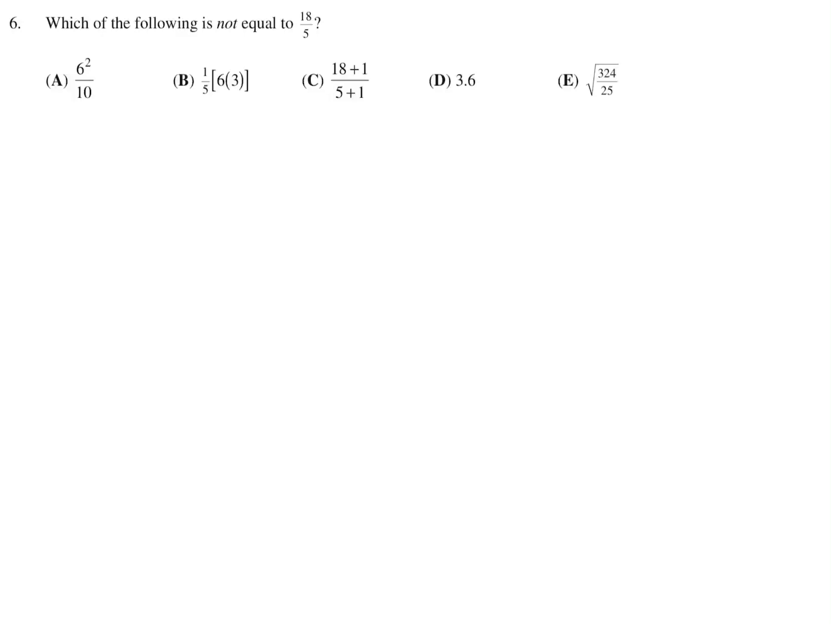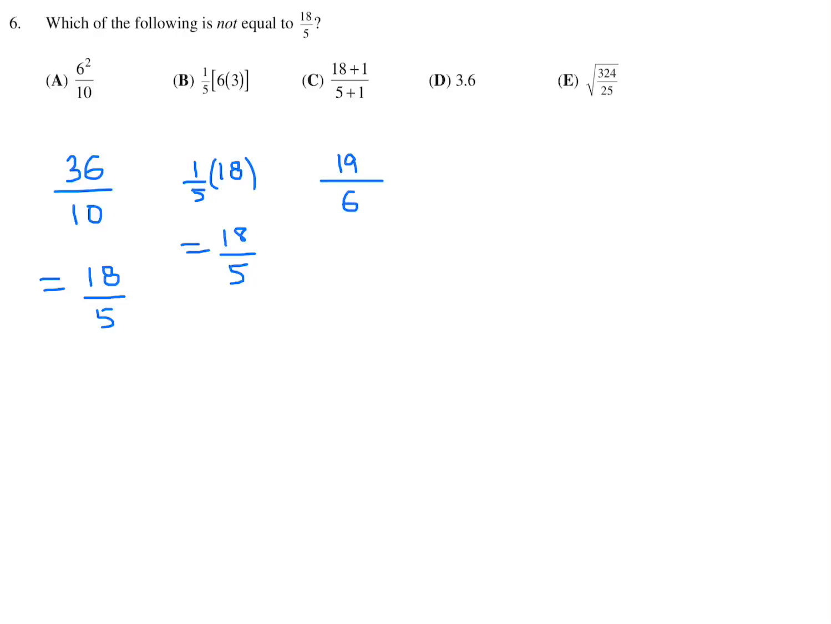Which of the following is not equal to 18 over 5? Let's go through each of these. This is 36 over 10, which in lowest terms is 18 over 5. The next one, in the brackets would be 18, and then this 1/5 out front, which is just 18 over 5. Next one, 18 plus 1 is 19, 5 plus 1 is 6, and 19 over 6 is not equal to 18 over 5. So number 6 is C.